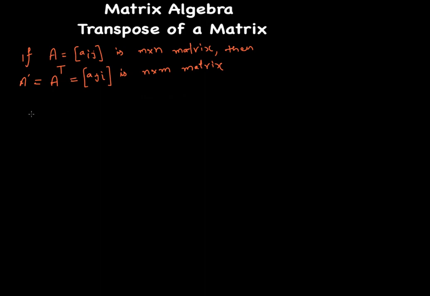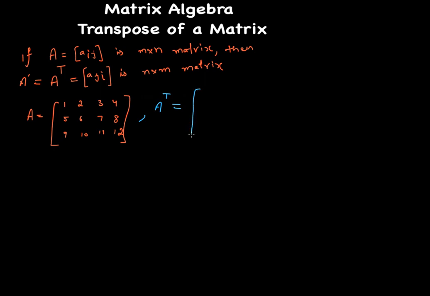Let's do one example. Let's say we have a matrix A equal to, I'm going to write it down over here: 1 2 3 4, then 5 6 7 8, then 9 10 11 12. Let's say these are the elements of matrix A, and we're going to write the transpose of this matrix, which can be written as A^T, where T represents transpose.